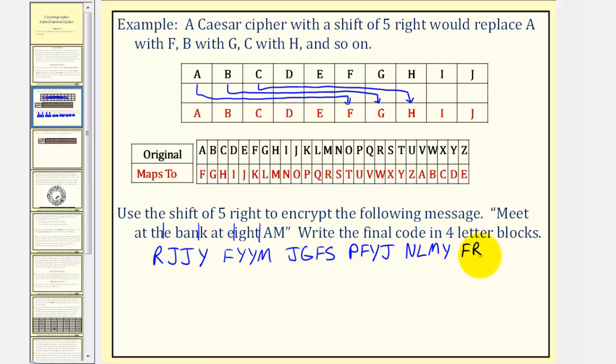Notice how we're 2 letters short of a 4-letter block. So this is often padded with an extra letter. So let's just use A to complete the block. A. This would be the encryption for the given message using a shift of 5 right.